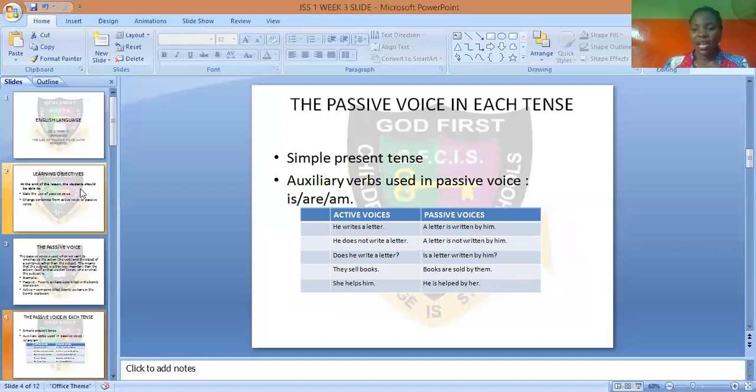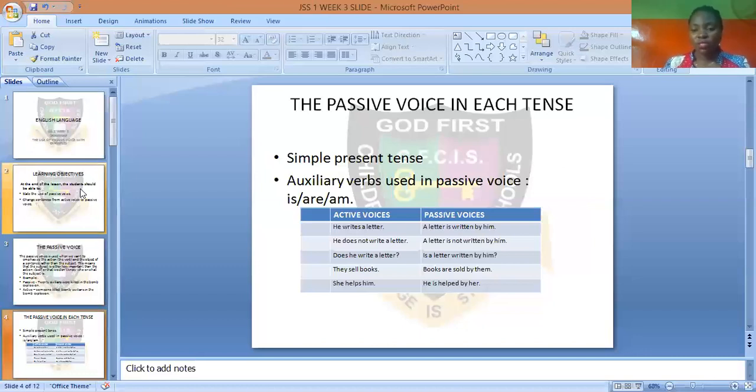Examples in the active voices and passive voices. He writes a letter. A letter is written by him. This is the first example here. He does not write a letter. A letter is not written by him. Does he write a letter? Is a letter written by him?